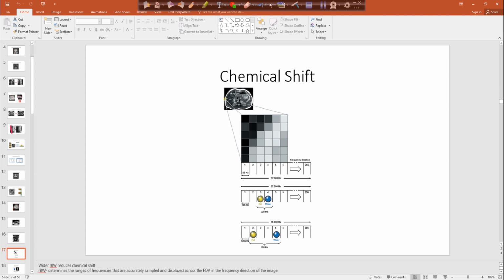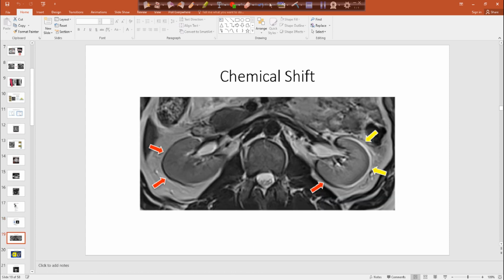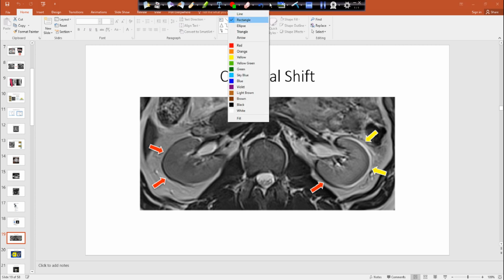So chemical shift happens when we have a very narrow receiver bandwidth. So anytime you have a structure that has fat and water, and it's usually at those interfaces of fat and water. So you'll see this a lot when you are looking at axial abdomen. You see the kidneys. Kidneys is a very common spot where you'll see this chemical shift. So what's happening is fat and water, you're getting a loss of signal on one side and an increase of signal on the other side, where that chemical shift is happening.